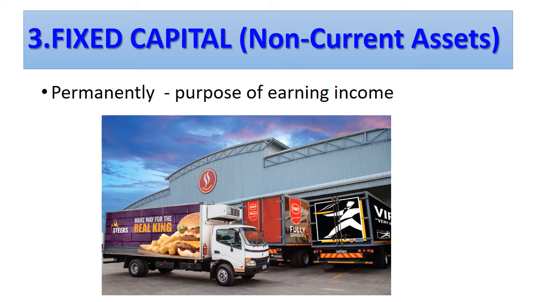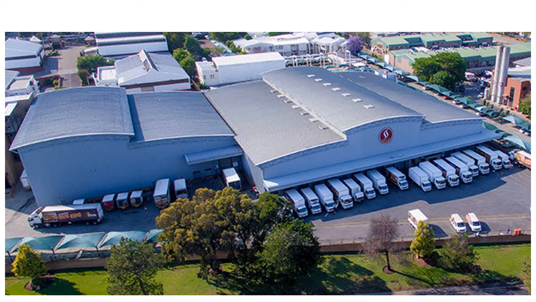Fixed capital is tied up in fixed assets, also called non-current assets, such as land, buildings, vehicles, and equipment. If you look at the picture, you will see it's the Famous Brands trucks. That is one of their fixed assets they have. And this picture shows their warehouse, another fixed asset they have.